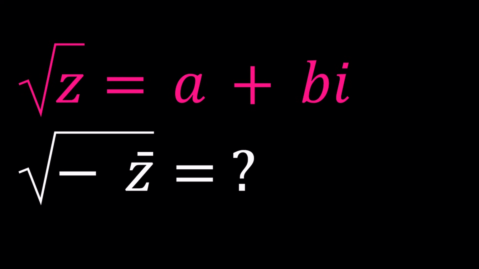So is the answer the same as the original, like a plus bi? Is it a minus bi? Is it minus a plus bi? There are so many possibilities, but the answer is going to be in terms of a and b, okay? So let's see how we can approach a problem like this. I'm also going to show you some numerical examples. Hopefully that'll make more sense.